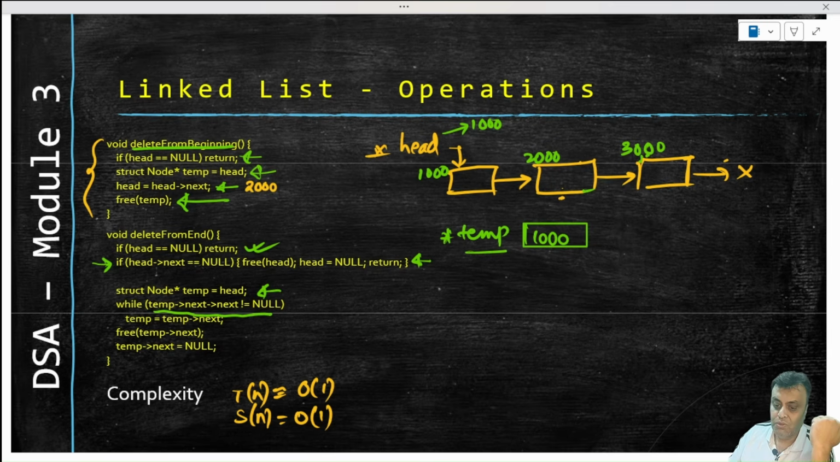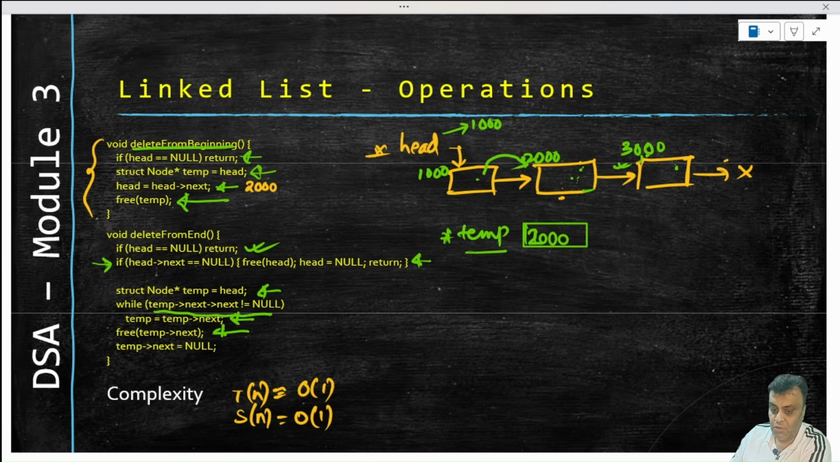So first time temp is at 1000, temp next is also not null because this is pointing here, right? So temp will move to temp arrow next. So temp will become 2000 because temp arrow next is 2000, right? And the next time it runs, does this next have a value? No. So temp's next is null. So it will stop. It will come out of the loop here.